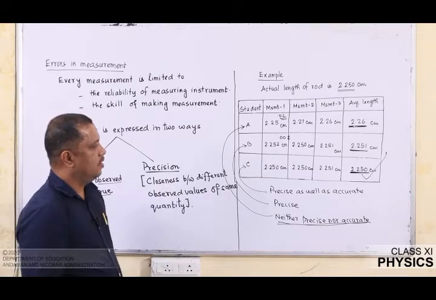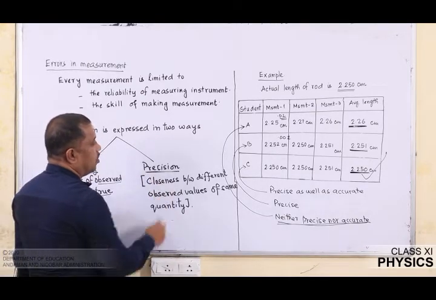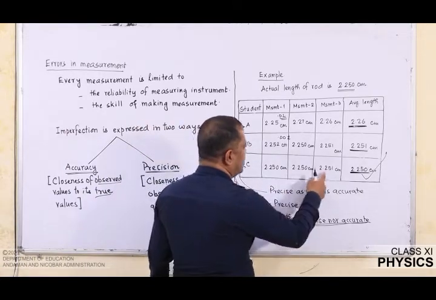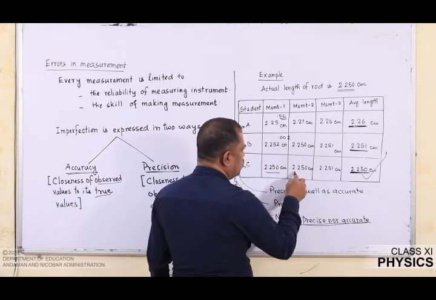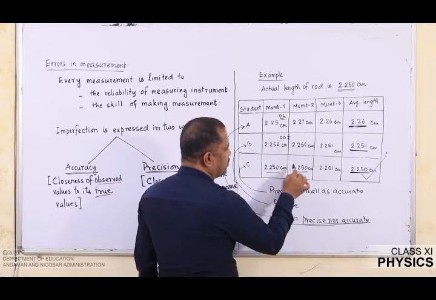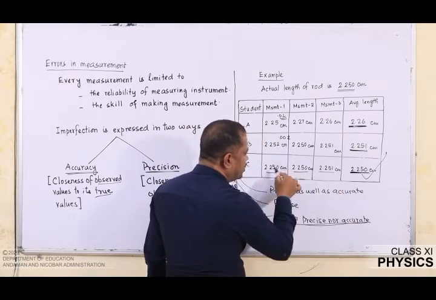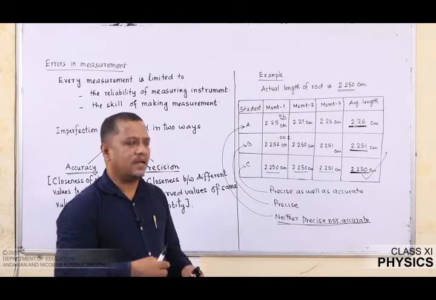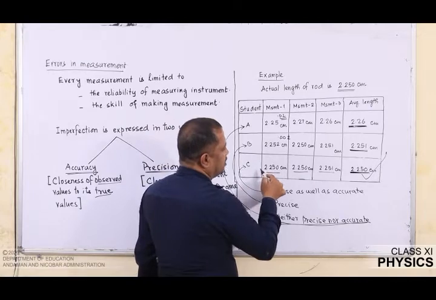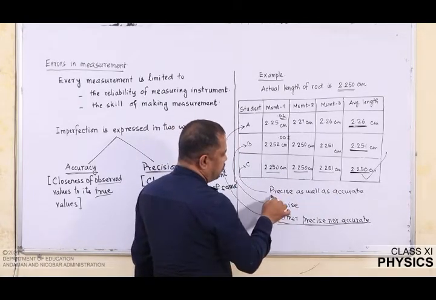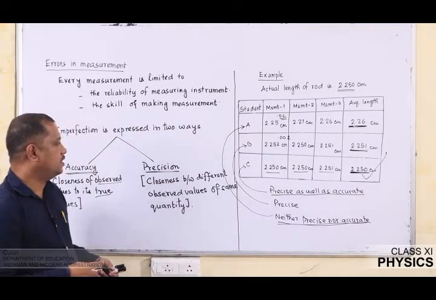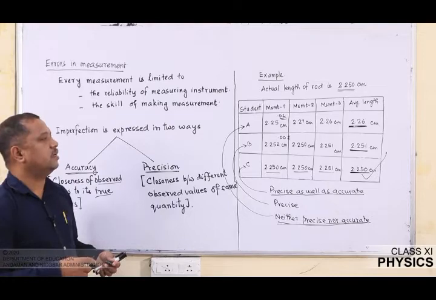Then to check whether it is precise or not, I am going to compare the values measured by student C. The different measurements when I see here are 2.250, 2.250. Therefore, these two values are really very precise. And if I compare the third one, all the three values are revolving very close to one another. So therefore, this is very precise. So thus C, the observation he has made, is both precise as well as accurate. So this is the actual meaning of the terms accuracy and precision in measurement.